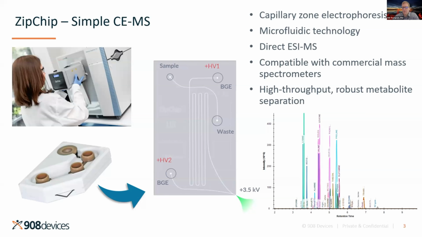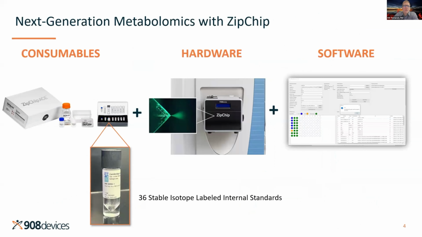So high resolution separation, directly compatible with Thermo, Bruker, and SCIEX mass spectrometers. It has some advantages for separating particularly polar compounds, because we don't need to retain the compounds, and we do a nice job with CE of separating salt and other matrix effects away from the sample. So we're able to do direct dilution and analysis from complex matrices such as plasma, serum, biofluids, media, those kinds of things.